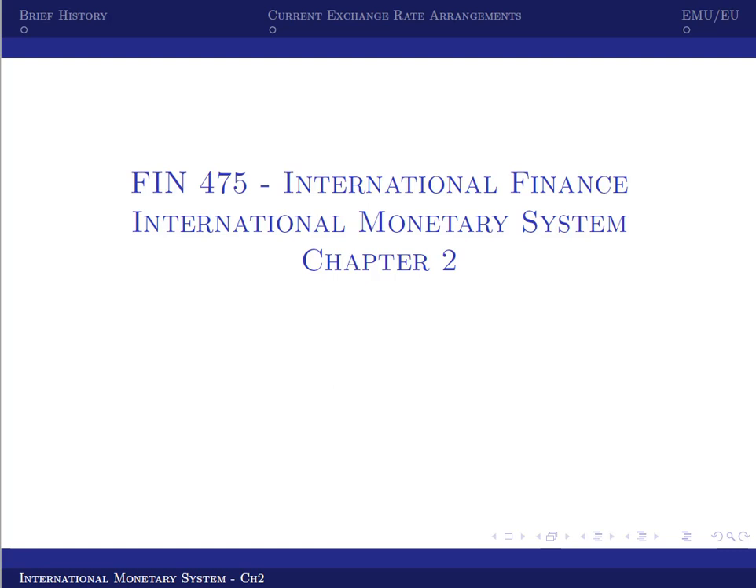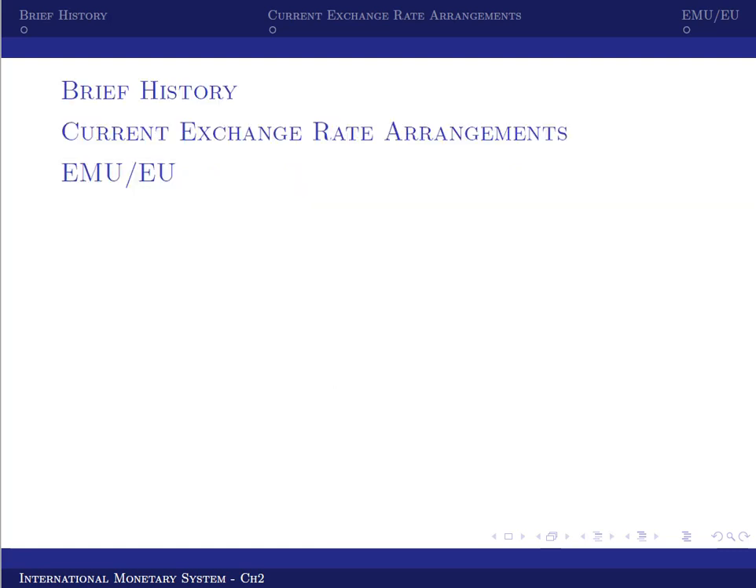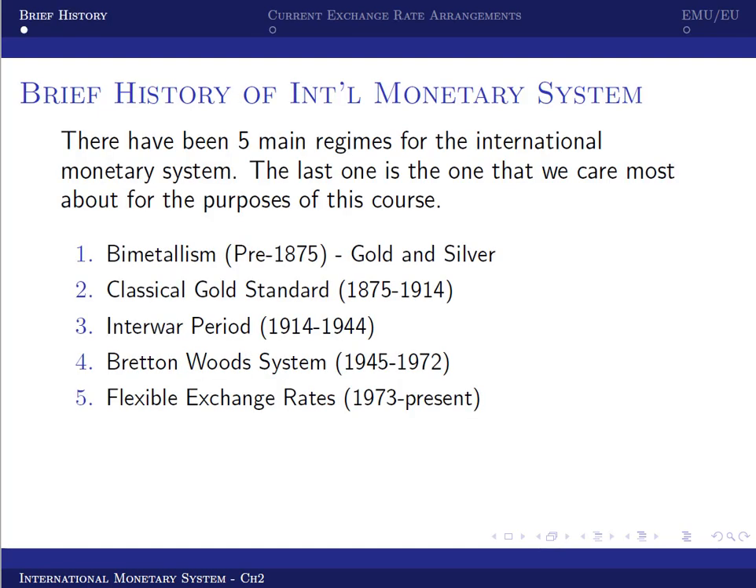So with this we're going to take a look at a brief history of the International Monetary System. We'll look at some current exchange rate arrangements, which is kind of the bulk of this chapter, the important stuff in this particular chapter, and then just quickly talk about the European Monetary Union and the EU, the European Union. So let's move into a brief history of the International Monetary System.